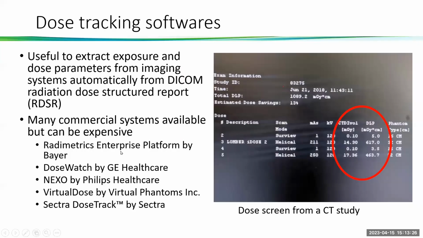Dose tracking software is really useful to automatically extract exposure and dose parameters from the imaging system, from the DICOM Radiation Dose Structure Report, RDSR. There are quite a few commercial systems available, but they can be quite expensive, so this is something that not all departments will have. But those who have it will find it very easy to extract those parameters from the machine and to do things like DRLs and optimization using this type of quantities.